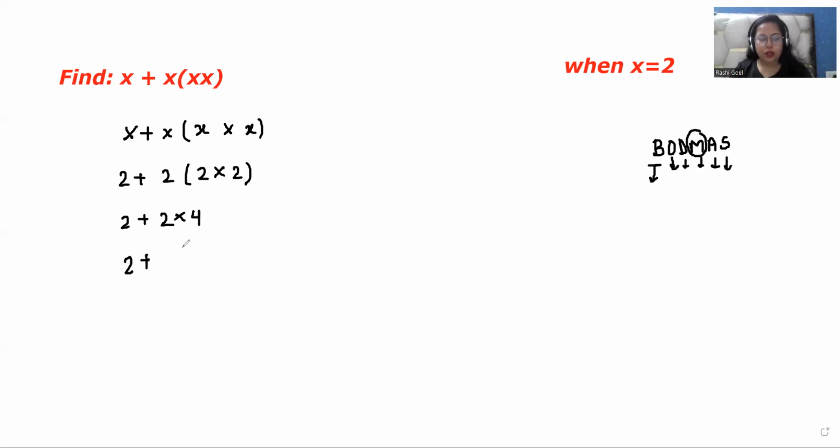Now, 2 times 4 is 8. 2 plus 8 is 10. So, the value of this expression x plus x times x is 10.